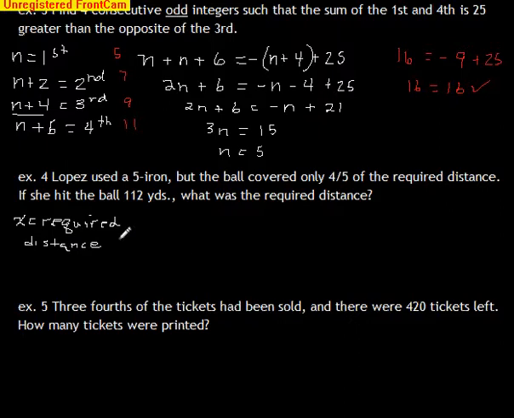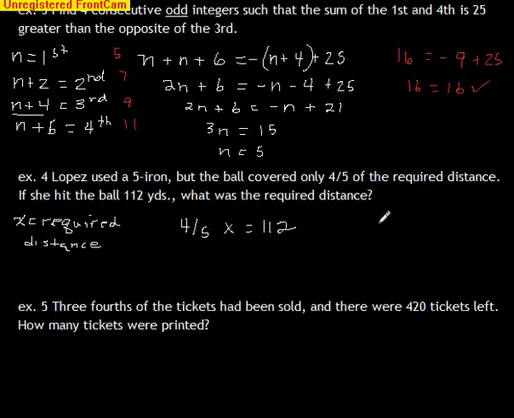Okay, so let's read it. The ball covered 4/5 of the required distance. If she hit the ball 112 yards, what was the required distance? So we're going to find 4/5 of x equals how far she hit the ball. So 4/5 of the required distance equals 112.